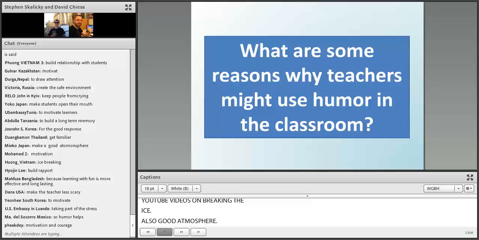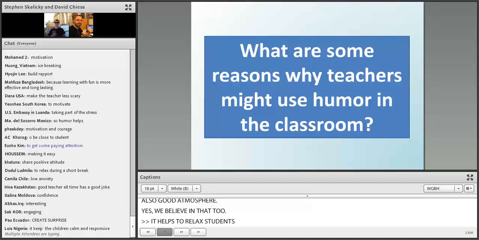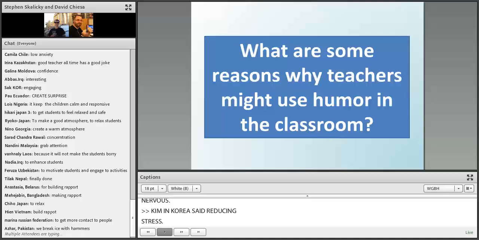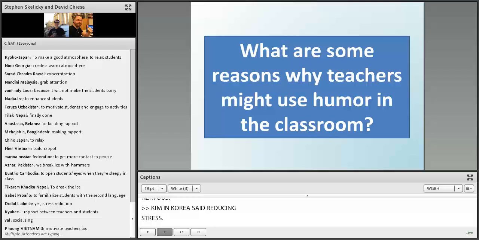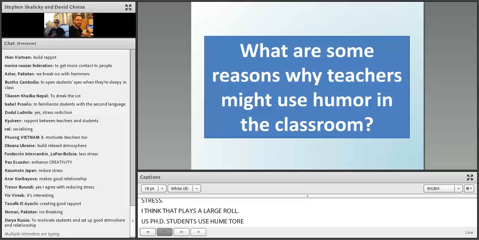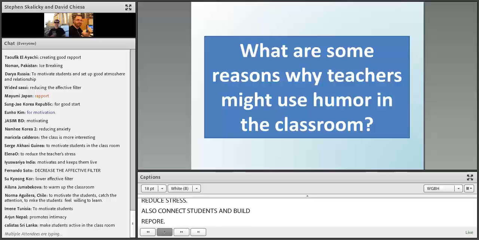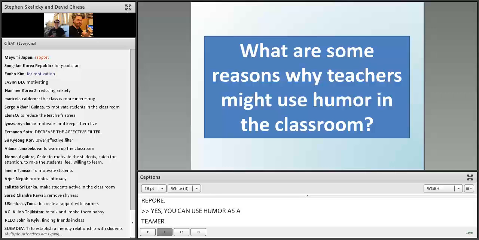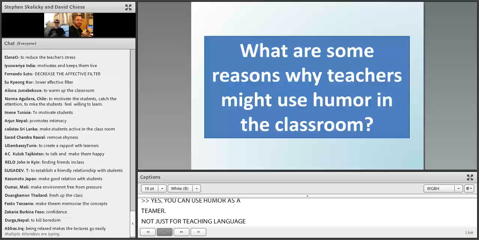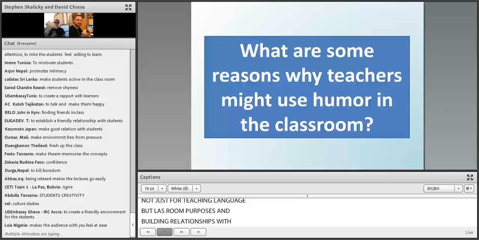Kim in Korea said reducing stress. And I think that plays a large role, especially for us PhD students. We do use humor a lot to reduce stress. And also to connect with students and build rapport, which I think is another great example. Many of you brought that up on the forums, that you can use humor as a teacher, not necessarily for teaching language, but for classroom purposes, such as building relationships with your students and easing their anxiety. Such as Camila from Chile said, lower anxiety. This is wonderful.